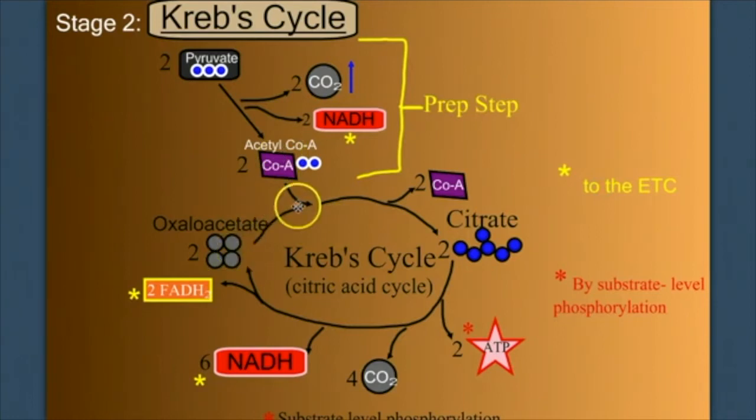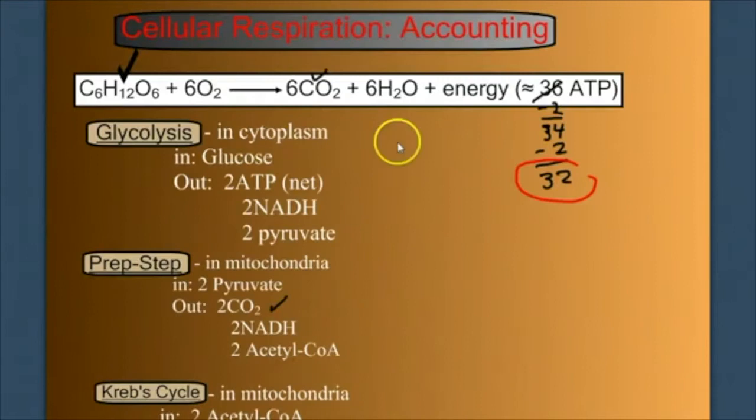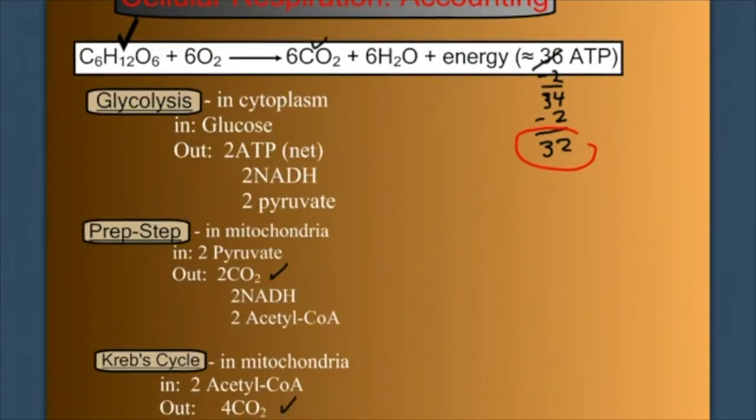Acetyl-CoA was picked up by oxaloacetate to form citrate, and then continuing through a series of intermediates, the citric acid cycle produced 2 ATP, liberated 4 carbon dioxides, made 6 NADH and 2 FADH2, all of which are going to the electron transport chain.